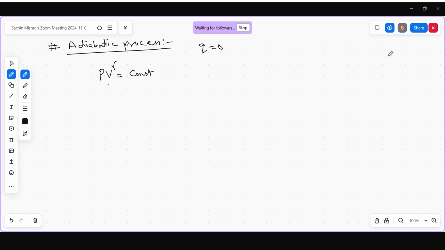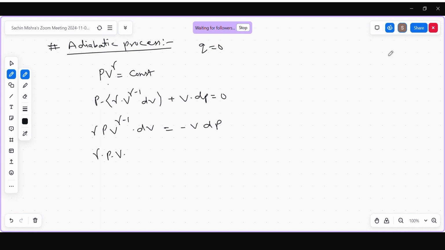So it will be P into gamma V power gamma minus 1 dV plus V power gamma dP equal to 0: first into second plus second into first. Let's simplify. We can write P gamma V power gamma minus 1 dV equal to minus V power gamma dP. We can further write gamma into P into V inverse into dV equal to minus dP. We cancel out and modify: dP by dV equal to minus gamma P by V.